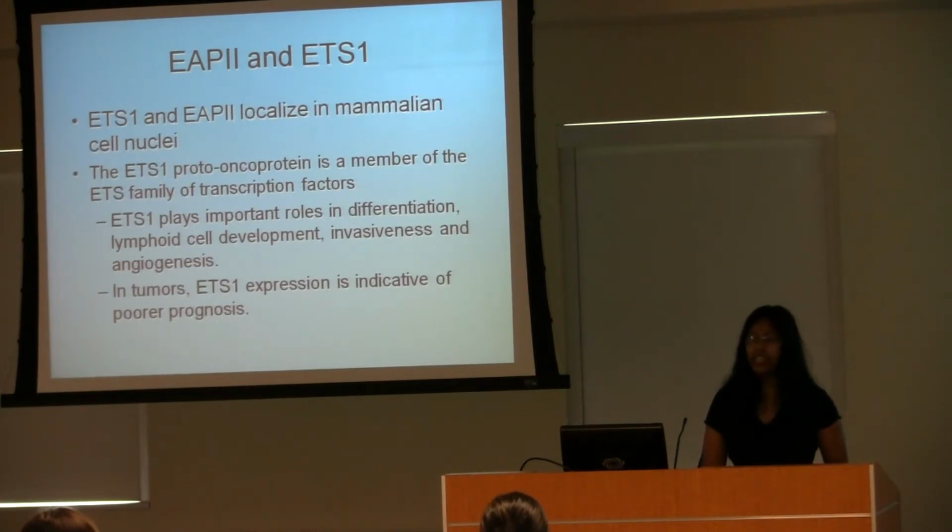We have seen that ETS1 and EAP2 localize in the mammalian cell nuclei, and it has also been shown to localize in the cytoplasm. A big part of this project was on ETS1 and what it exactly is. It is a proto-oncoprotein, and it's part of the E26 family of transcription factors. And it plays a huge role in cell regulation, such as apoptosis and in cancer metastasis, invasiveness, and such.